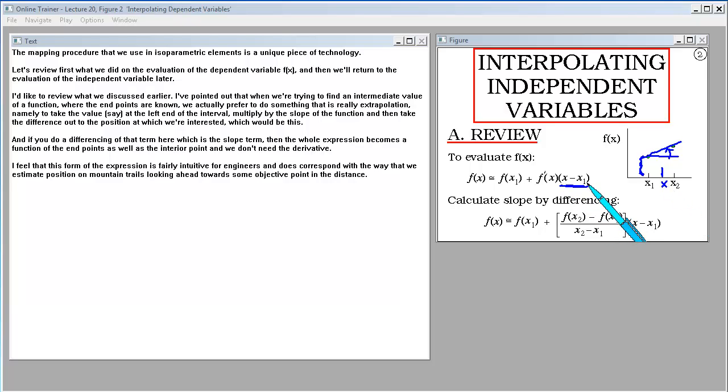And if you do a differencing of that term here, which is the slope term, then the whole expression becomes a function of the endpoints as well as the interior point, and we don't need the derivative. I feel that this form of the expression is fairly intuitive for engineers and does correspond with the way that we estimate position on mountain trails looking ahead toward some objective point in the distance.